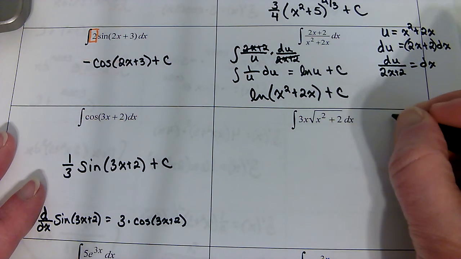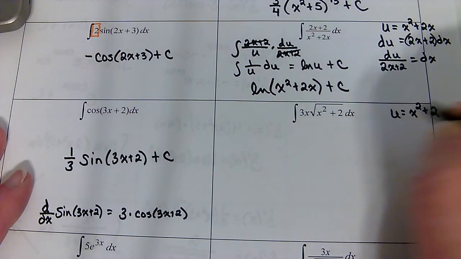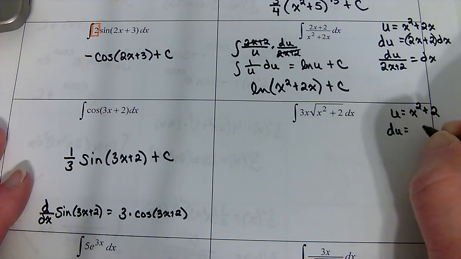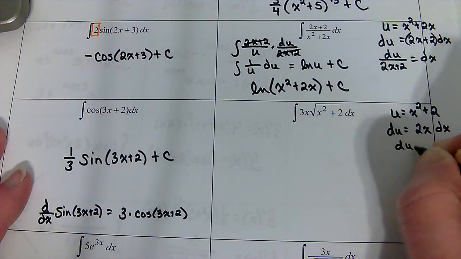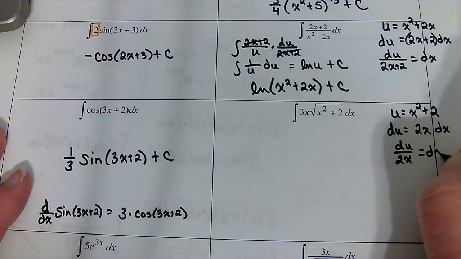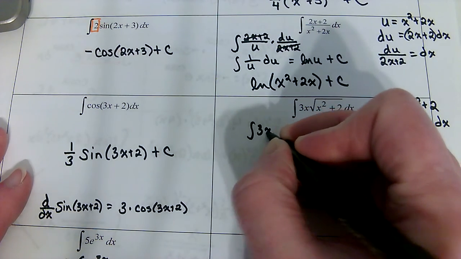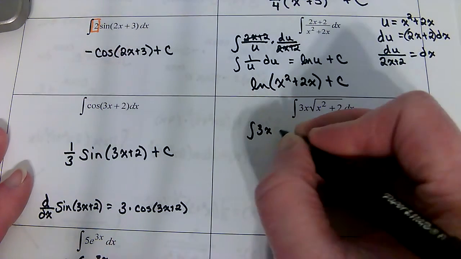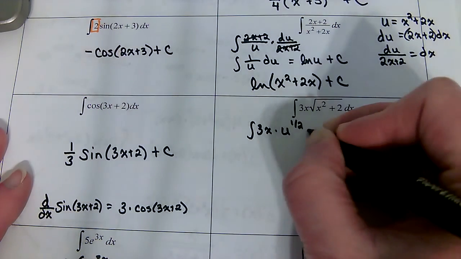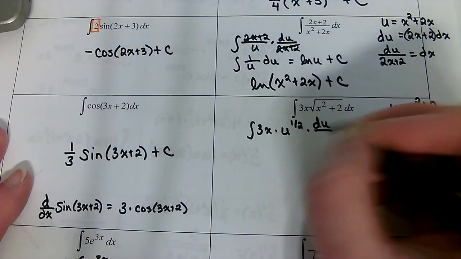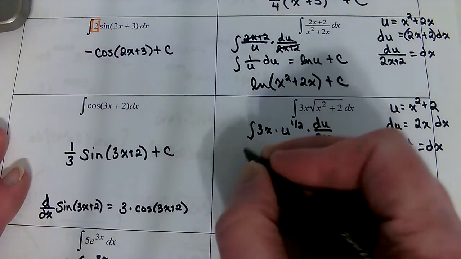What would u be here? X squared plus 2. So du is going to be 2x dx. So du over 2x equals dx. So I'm going to end up with 3x. I'm going to rewrite that to the 1/2 power. That's going to be u to the 1/2. Instead of dx, I'm going to write du over 2x. So in this one, the x's will cancel, but the 2 won't.